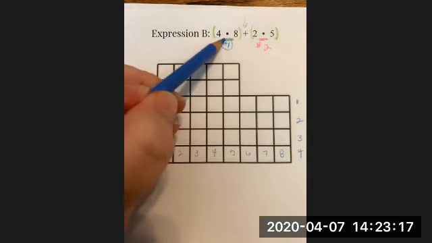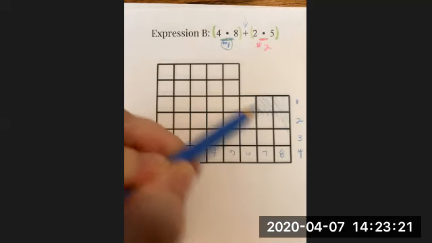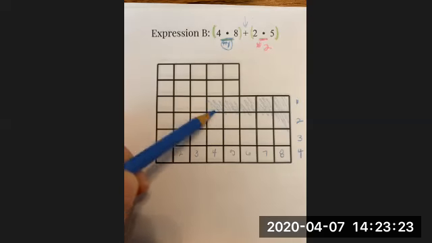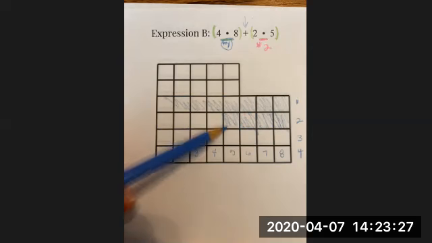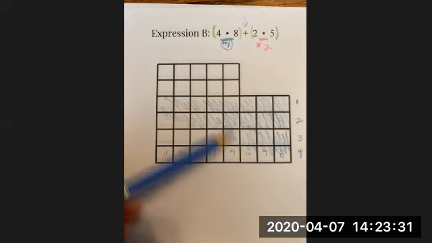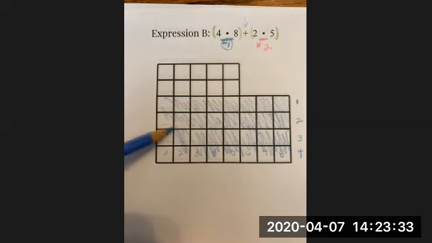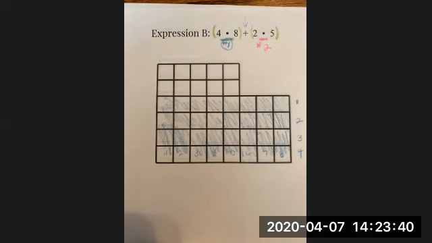So for part number 1, I'm just going to shade in my 4 rows of 8 squares. I'm going to shade it in blue. I could circle this whole thing to show that that's where I got my 4. That's my 4 times 8.